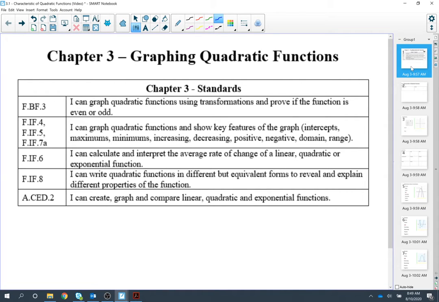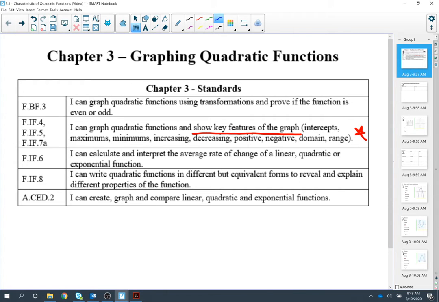Okay, everybody, and welcome to Chapter 3, Graphing Quadratic Functions. Now, as you can see on this page, there are a lot of standards that we're going to cover in this chapter, but first of all, we're going to start with section 3.1, and in 3.1, the standards that we're really going to focus on are these three that kind of lie right there. So I can graph quadratic functions and show key features of the graph.